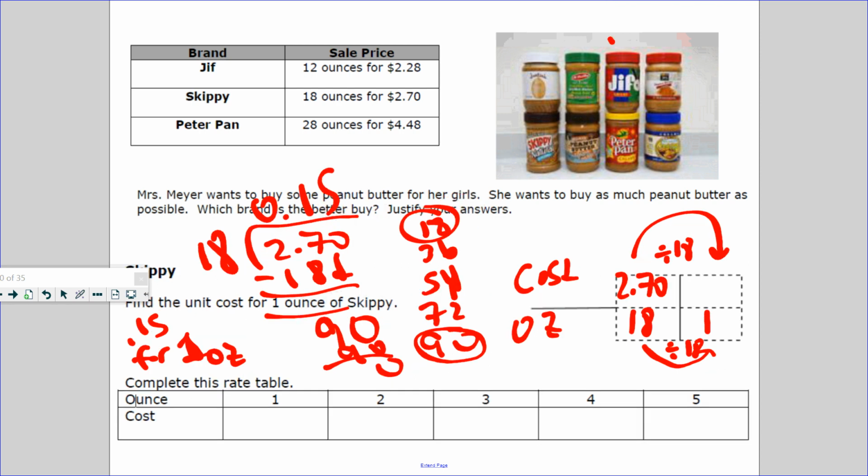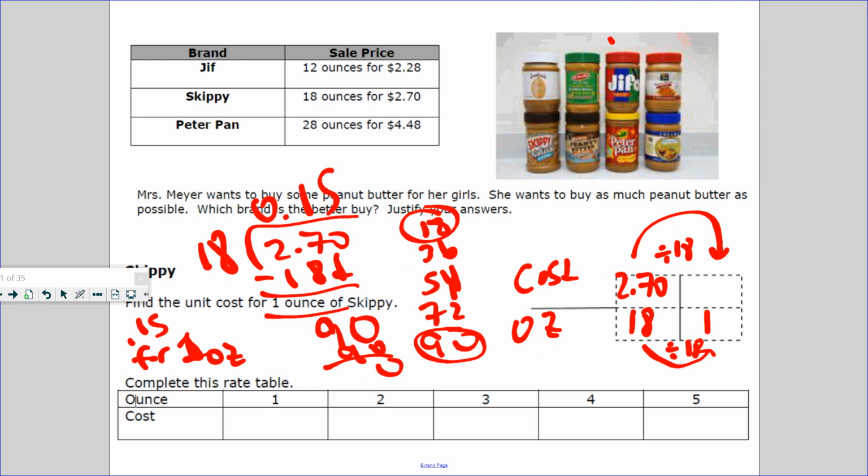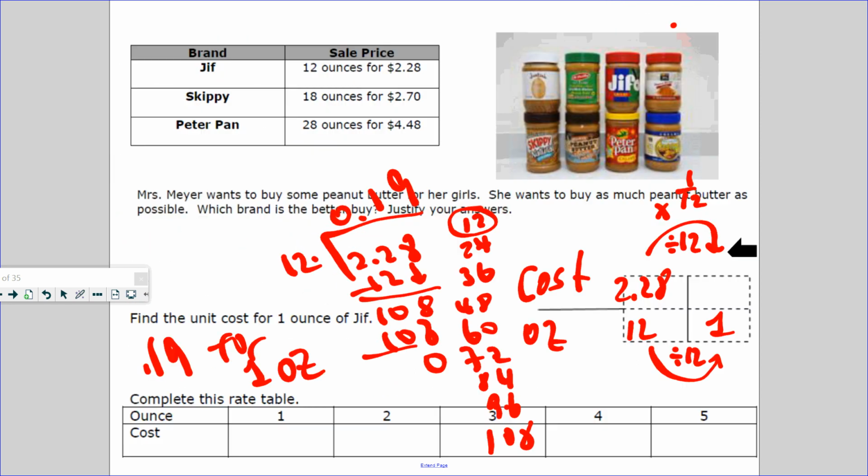So as you can tell, the cheapest one is actually Skippy, 15 cents for every ounce. Then it is Peter Pan, 16 cents for every ounce. And the last one is Jif, 19 cents for every ounce. So what we did today is we talked about unit rate, unit price, where you can break it down for every ounce. From that, you can gauge a lot of information.